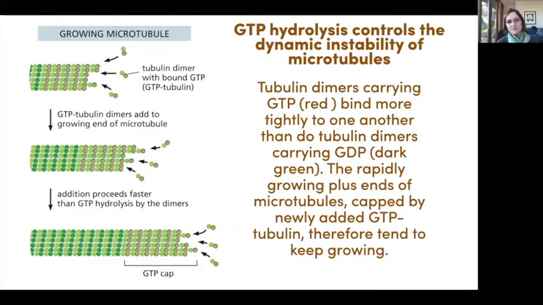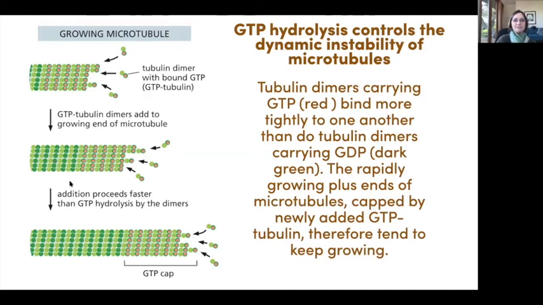This shows how this transition between growing and shrinking actually happens. Here are the alpha beta subunits of the growing microtubule. The beta subunit is bound to GTP. And that enables these subunits to add on to the plus end of a growing microtubule. And they form the structure that's called a GTP cap, because the end of the microtubule is highly enriched for GTP-bound beta tubulin. But over time, this GTPase activity of beta tubulin hydrolyzes GTP.